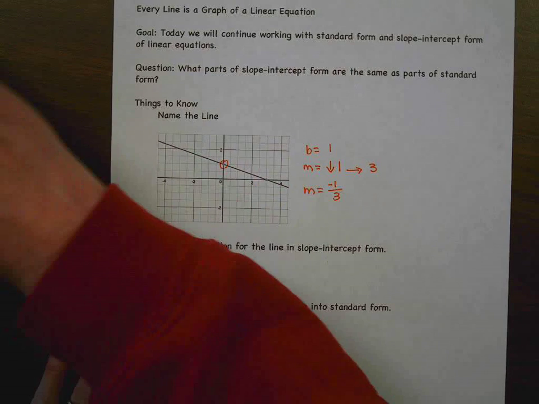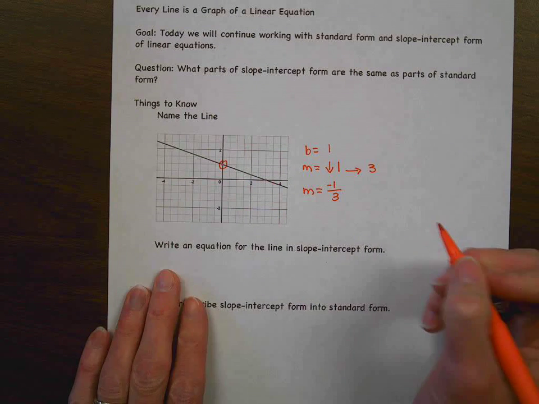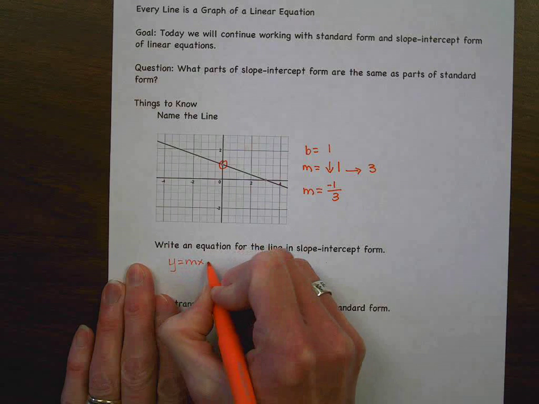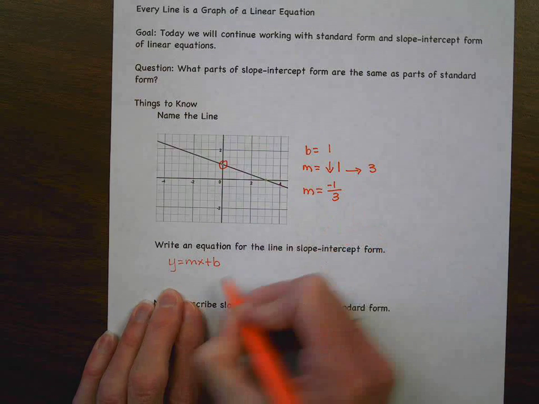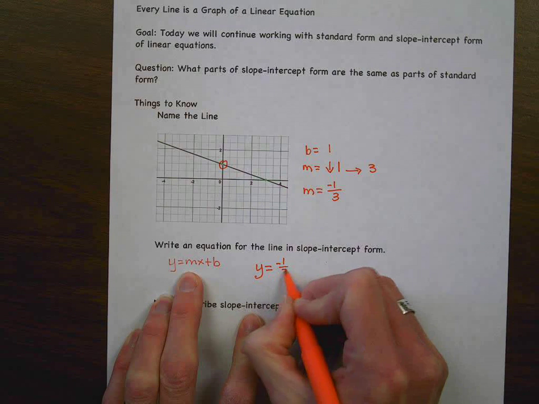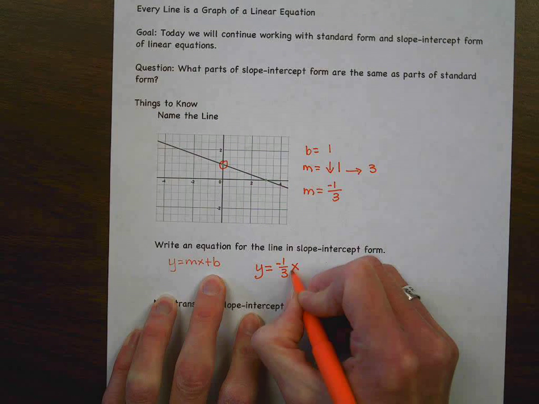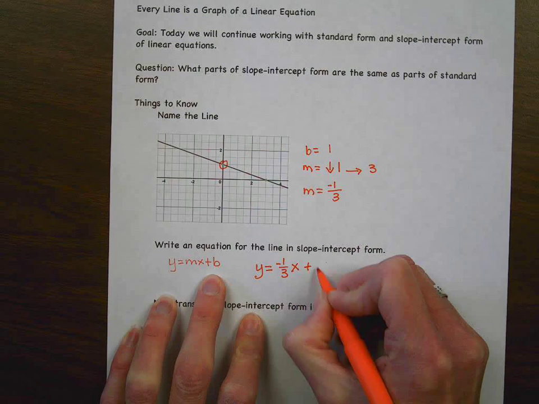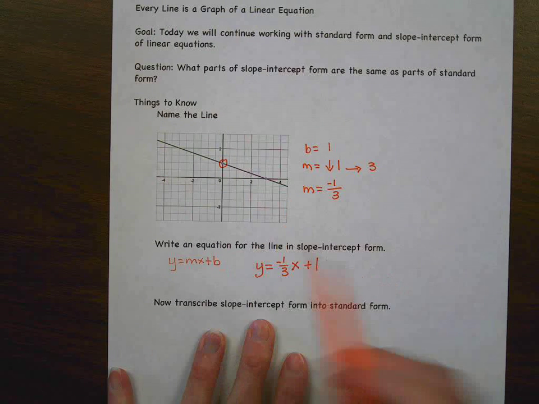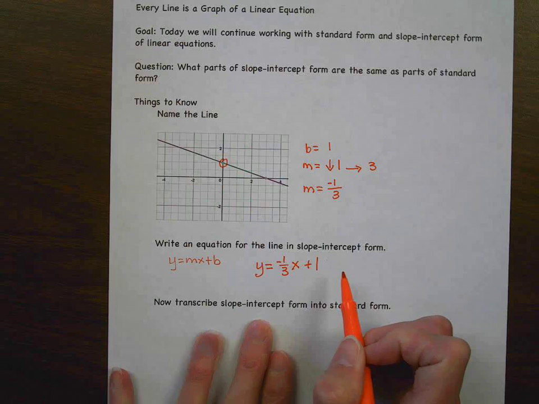So now, kiddos, I have all of the information that I need to write it in slope-intercept form. Slope-intercept form, if you need to be reminded, is y equals mx plus b. And so I will write y equals, my slope is negative 1 over 3, because I go down 1 and to the right 3, x plus my b was 1. So now I have written this linear equation as y equals negative 1/3 x plus 1.